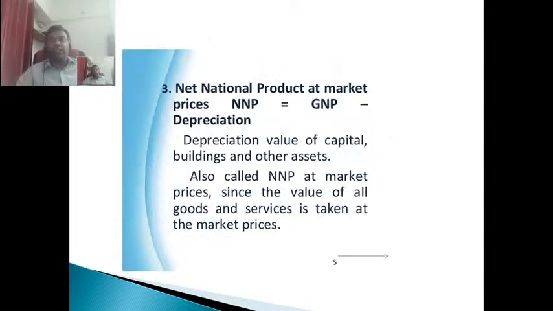Net national product at market price. We have seen net national product at factor price. So now NNP equals GNP minus depreciation. Depreciation is something like, over a period of time, your equipment and infrastructure get depreciated. That means the value or the quality of that particular product will decrease.